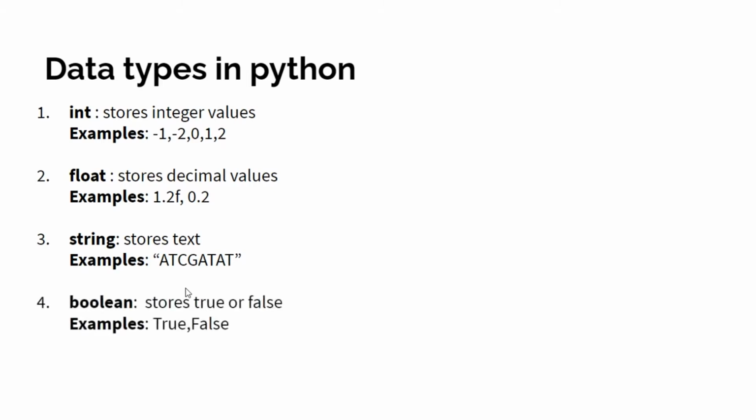Okay, and next is boolean. Boolean basically stores true or false values. Its values can be either true or false. Is it clear, everyone?